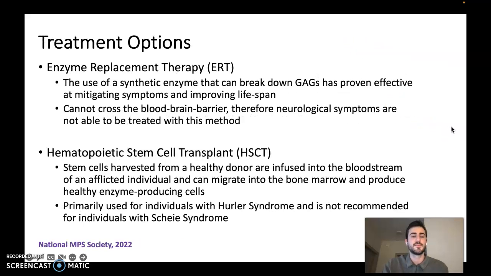The treatment options. So the big one for patients who have the mild or attenuated form, so that'd be Scheie or Hurler-Scheie syndrome, is enzyme replacement therapy, and it's the use of a synthetic enzyme that can break down those glycosaminoglycans, and it's been proven very effective at mitigating symptoms and improving the lifespan of patients with MPS type 1. The one downside to it is since it's ingested, it cannot cross the blood-brain barrier. Therefore, neurological symptoms are not able to be treated with this method.